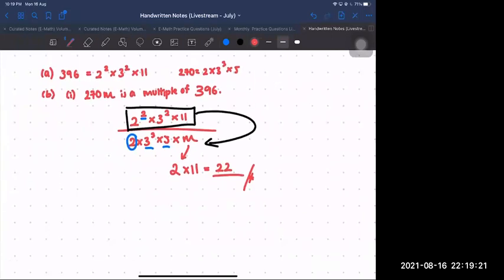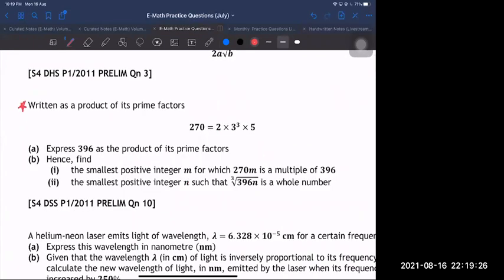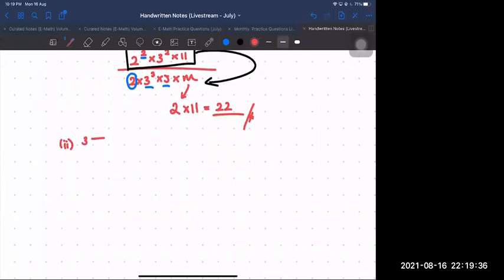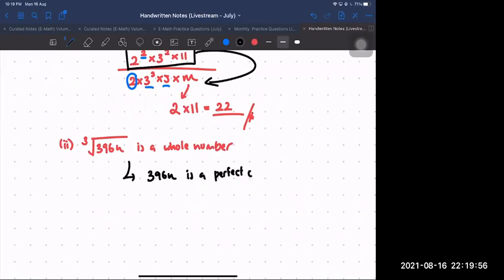Okay, part 2. Now the question states that you need to find the smallest positive integer n such that the cube root of 396n is a whole number. So what does this mean? Let's write it out. Cube root of 396n is a whole number. Now, this question can be rephrased a little bit. It can be rephrased into: 396n is a perfect cube.